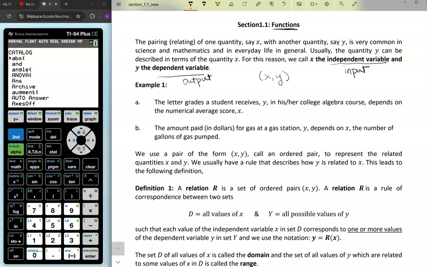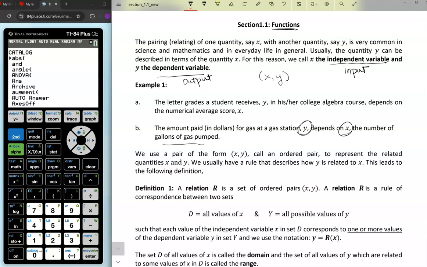Another example is the amount of money paid for gas at a gas station, where y, right here, that is how much we're spending. That's the output of the function, how much we spend on it. And x is how many gallons of gas we put into the gas tank. The independent variable. We can decide when to stop pumping the gas.